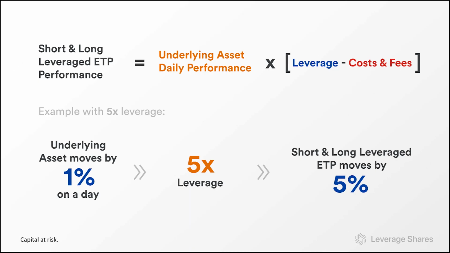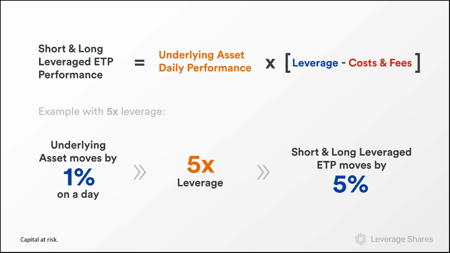So we are here. We have one more visualization on how exactly the performance is a bit more simplified, of course, how exactly you can calculate your performance. This is, of course, for the recommended holding period. We have the short and long leveraged ETP performance, which equals the underlying asset daily performance multiplied with the leverage, minus costs and fees, which are automatically subtracted from the performance.